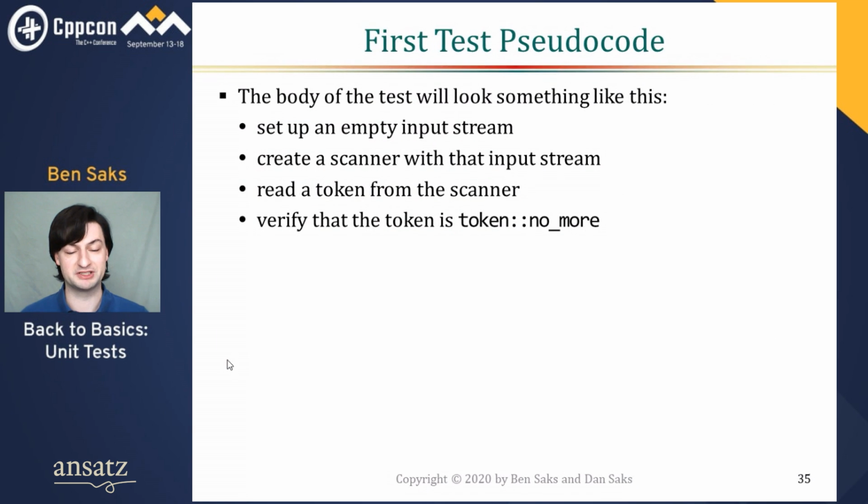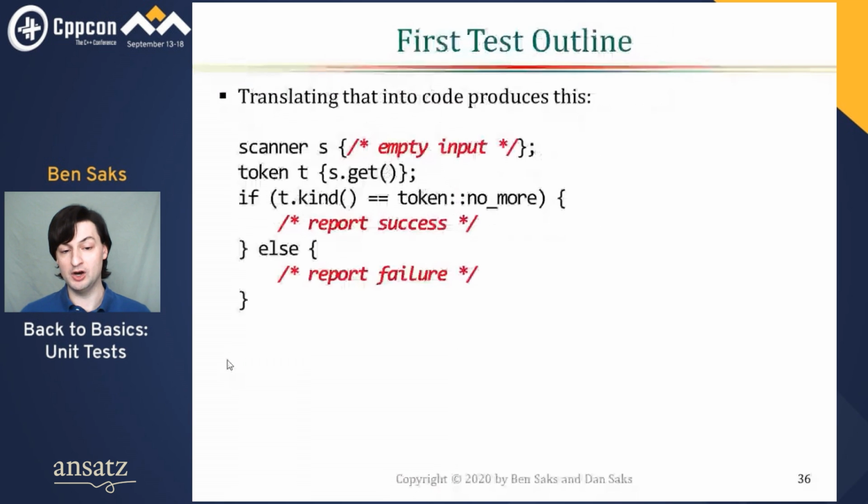So the body of the test is going to look something like this. Set up an input stream that represents empty input, create a scanner that uses that input stream, read in the first token, and what we should see at the other end is that token says no more. There's no more input. In a sense, there never was any input to begin with. When we translate that into code, it's going to look something like this. We know we're going to build the scanner around some kind of input. We're going to read a token from the scanner, and check whether the category of that token is no more. What we need to do now is figure out how we are going to represent empty input, and how we are going to report success and failure from this test.